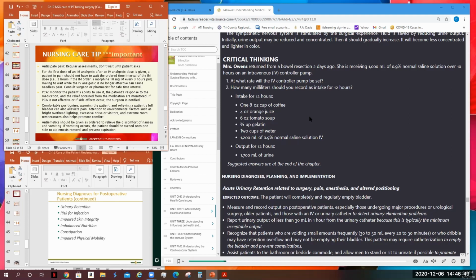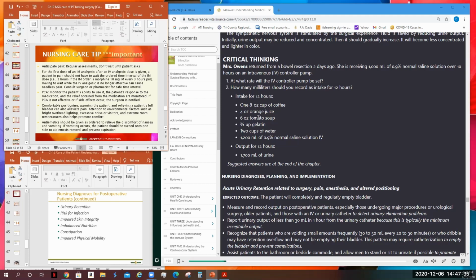How many milliliters should you record as intake for 12 hours? So the intake is an 8-ounce cup of coffee plus 4 ounces of juice plus 6 ounces of soup, 3/4 of a cup of gelatin, 2 cups of water, and 1,000 milliliters of the IV, the 0.9% normal saline solution. And the output for 12 hours was 1,700. So the intake was 2,400 milliliters because we know that there are 30 milliliters in each ounce.